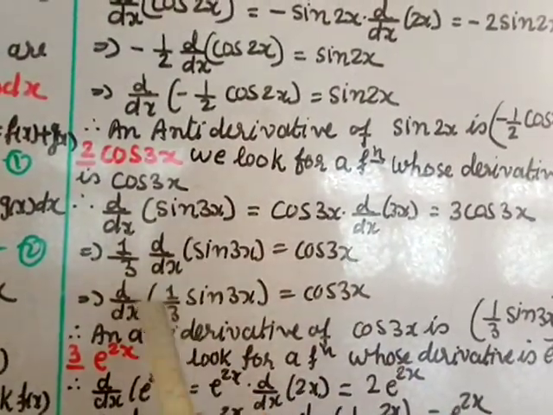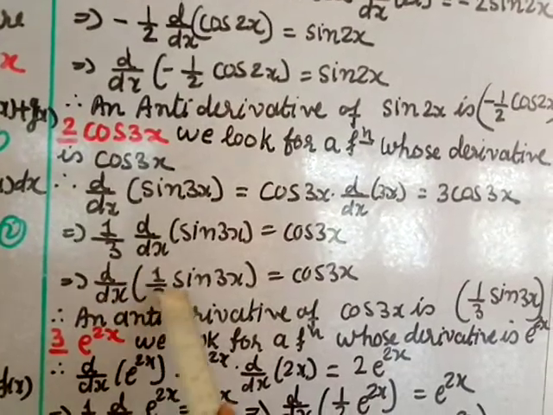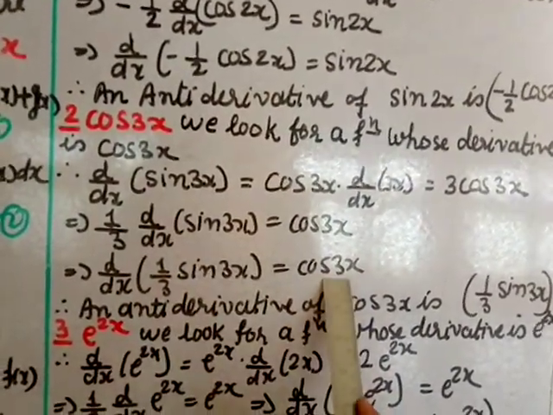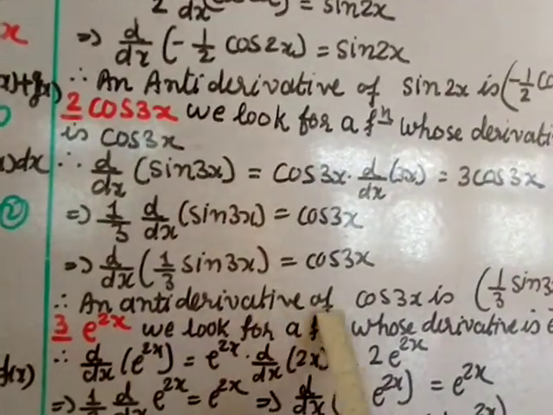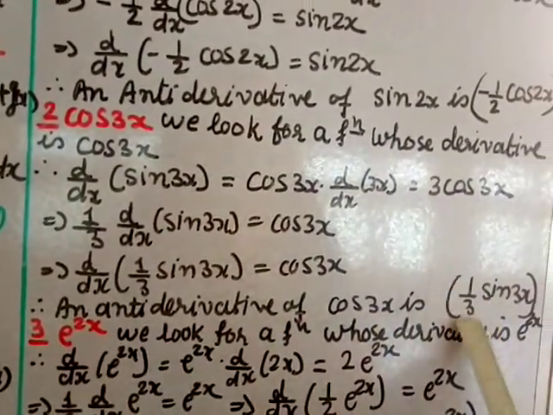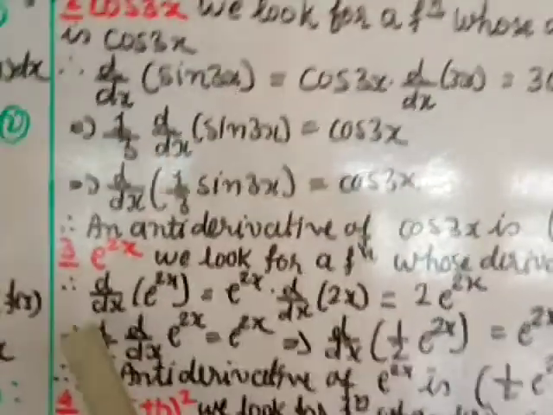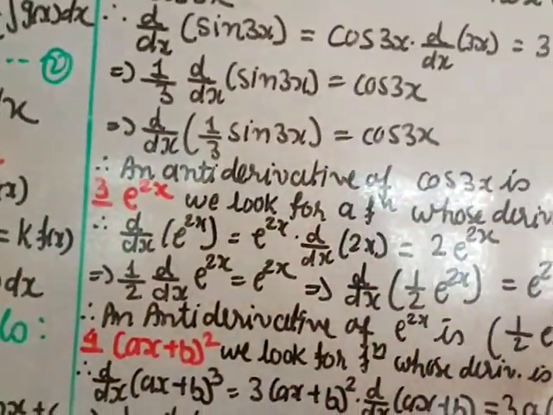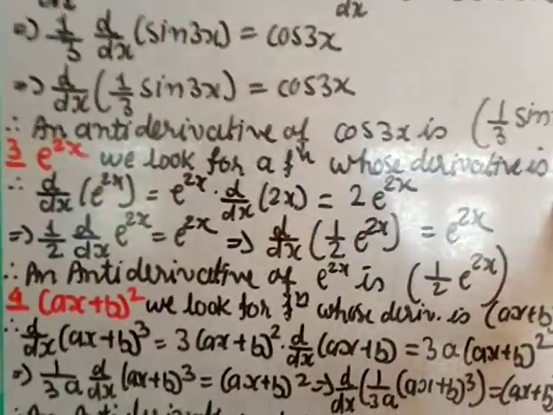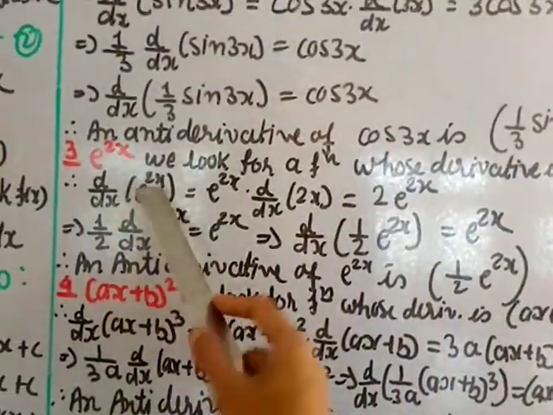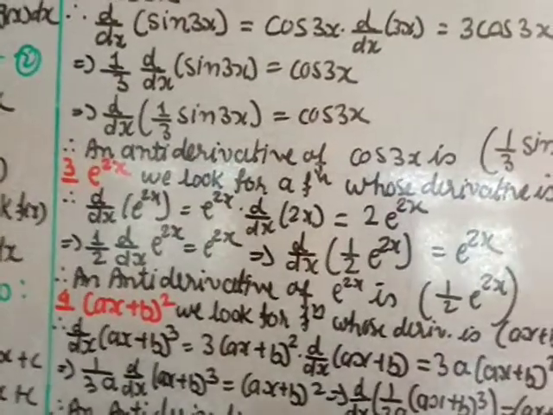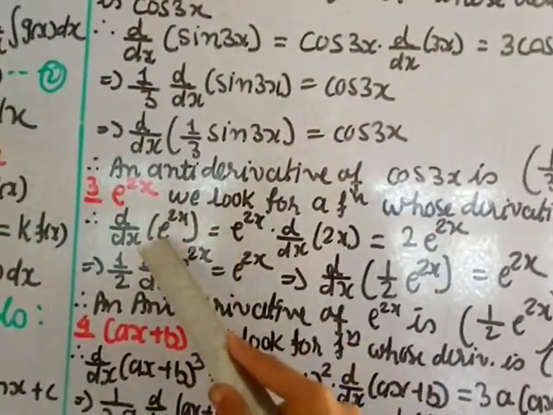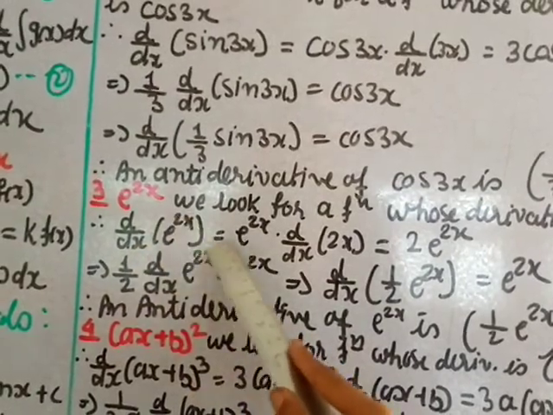Take inside the differential, so d by dx of 1 by 3 sine 3x equal to cos 3x. Therefore this is the antiderivative. Therefore an antiderivative of cos 3x is 1 by 3 sine 3x. Question number 3, e power 2x. We look for a function whose derivative is e power 2x. We know the derivative of e power x is e power x, so the derivative of e power 2x will be e power 2x. So I take d by dx of e power 2x equal to e power 2x.